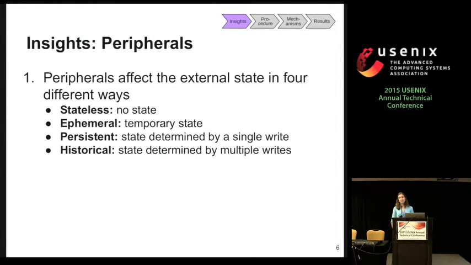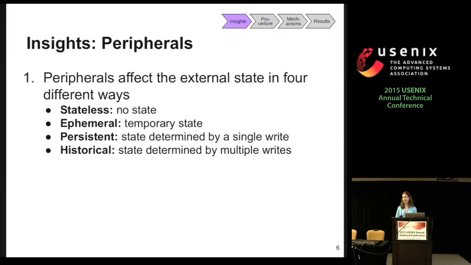The second set of insights that drove the design of USENIX are focused more specifically on the external state introduced by hardware peripherals. First, hardware peripherals can affect the external state in a variety of different ways, and based on this, they can be classified into four different categories. There are stateless peripherals, which have no effect on the external state, such as, for instance, an accelerometer. Ephemeral peripherals, which have only a temporary effect on the external state, such as a buzzer.